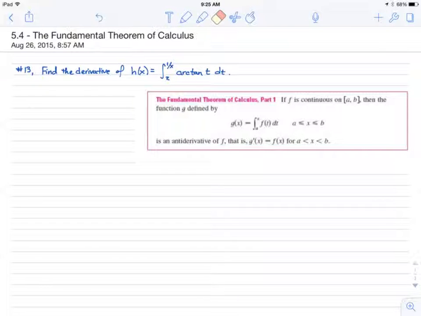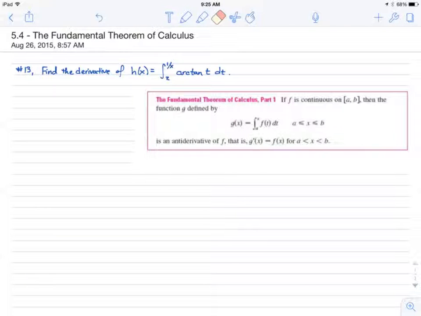Section 5.4 is about the Fundamental Theorem of Calculus. I give it an important sounding name because it's pretty important stuff. We've already seen the first half of the Fundamental Theorem. In 5.3 we saw the evaluation theorem. So now we're looking at this other half, which is the accumulation function part.